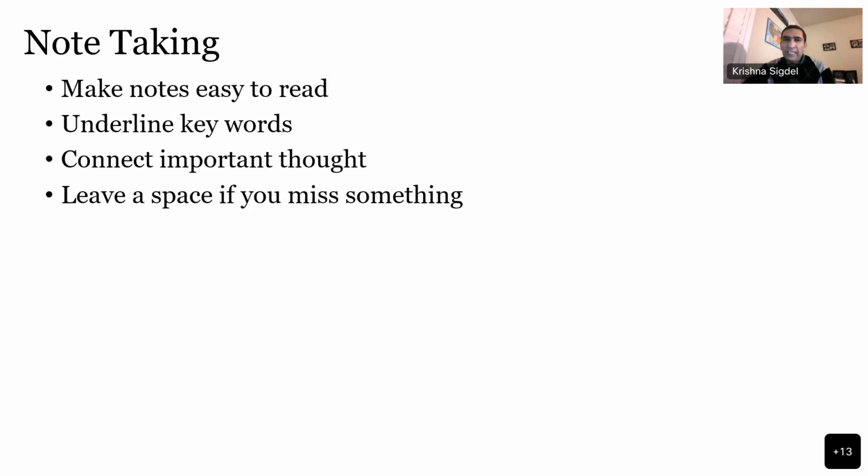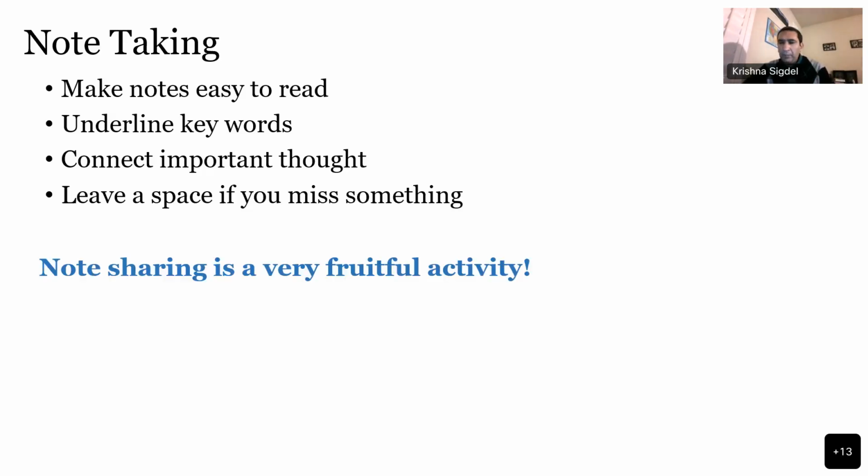So the basic note-taking idea is make notes easy to read so you can underline the keywords. I have seen some of the students, they do really, really nice note-taking. They can put the highlighter there, and then you can connect the important thought. And then you can just leave this space. If you feel you missed something, you can leave this space. After the classroom, you can go and take a look at the note and then complete the note.